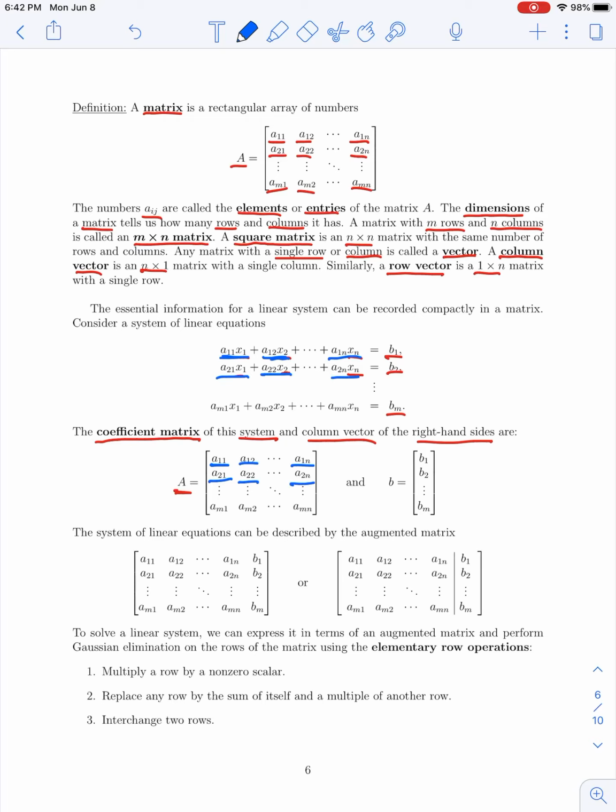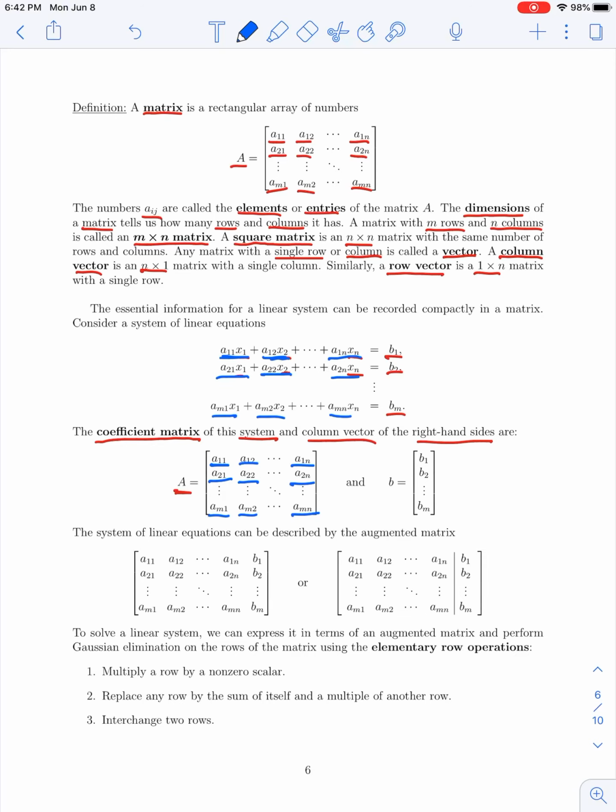And then moving downward through our last equation, let's say we have m equations all together. The coefficient of x1 in that last equation was am1. Coefficient for x2 is am2 up through amn. So these coefficients for our variables, if we write them in the rows and columns of a matrix, we have what is called the coefficient matrix for that system.